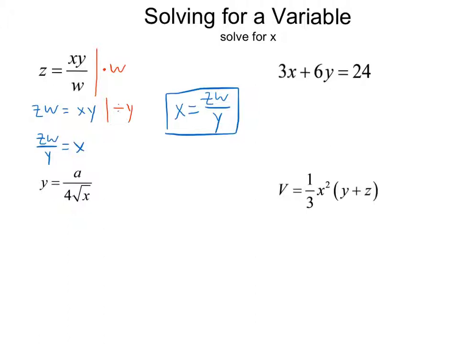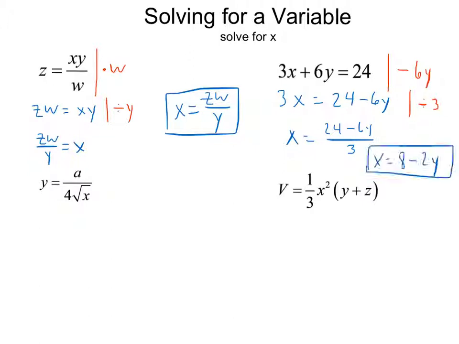over y. Next problem over here, we're going to solve, but we're not solving for y this time, we're going to solve for x. So I need to get things away from x, I'm going to subtract 6y from both sides. Okay, I got that. Now I need to divide both sides by 3, the entire side by 3. And this needs to be reduced. And there we go, got x by itself.